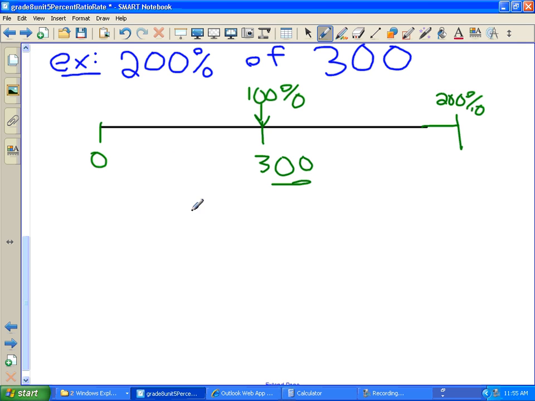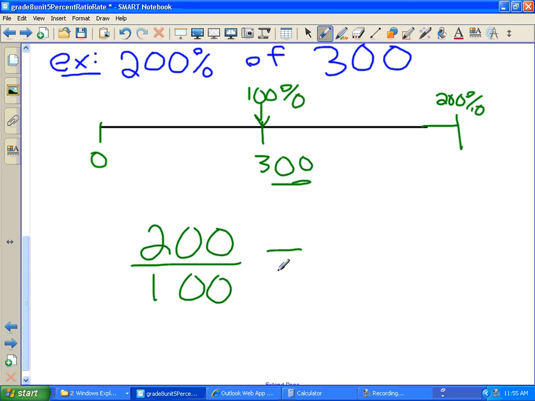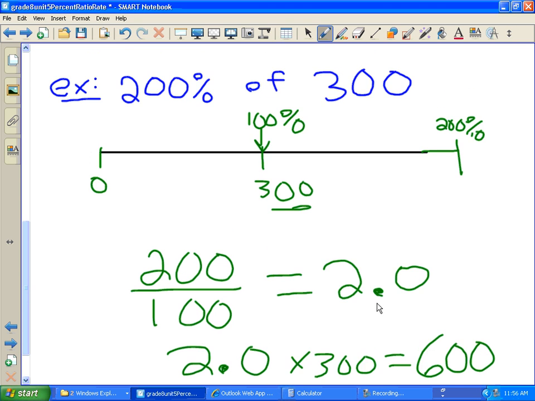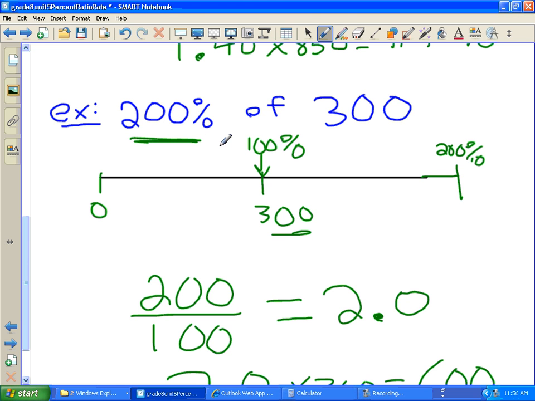But we're going to convert it into a decimal first. So 200% is 200 over 100, which will be 2 whole and 0 hundredths, or 2.0. Now multiply that by 300. So we've got our percent changed to a decimal times 300, and the answer here is 600. So it's not hard to change anything that's greater than 100% into a decimal. You're just going to end up with having something in front of the decimal as well.